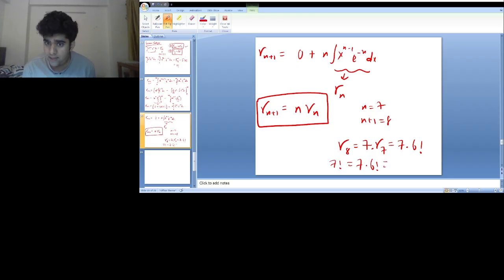I can also write this as 7 into 6 into gamma 6. So gamma 6 is 5 factorial. See, remember this, gamma n is equal to n minus 1 factorial. So using this, I just wrote all of the terms.